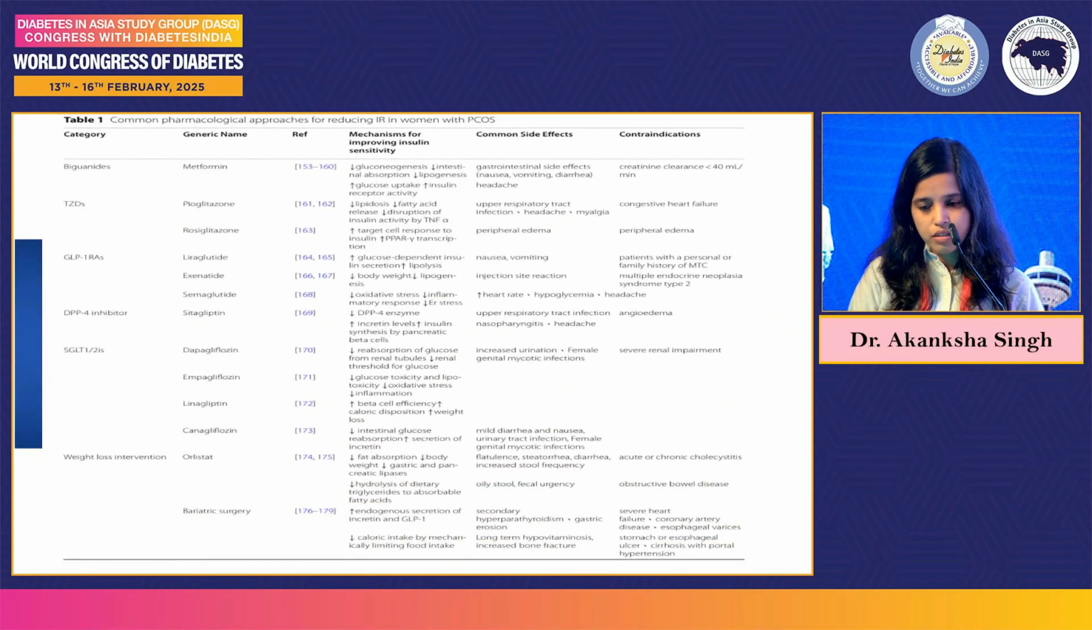So the major drugs available with us are metformin, pioglitazone, rosiglitazone, GLP-1 receptor agonists, DPP-4 inhibitors like sitagliptin, and SGLT2 inhibitors like dapagliflozin, empagliflozin, out of which we are practically just using metformin for treating insulin resistance in a case of PCOS.